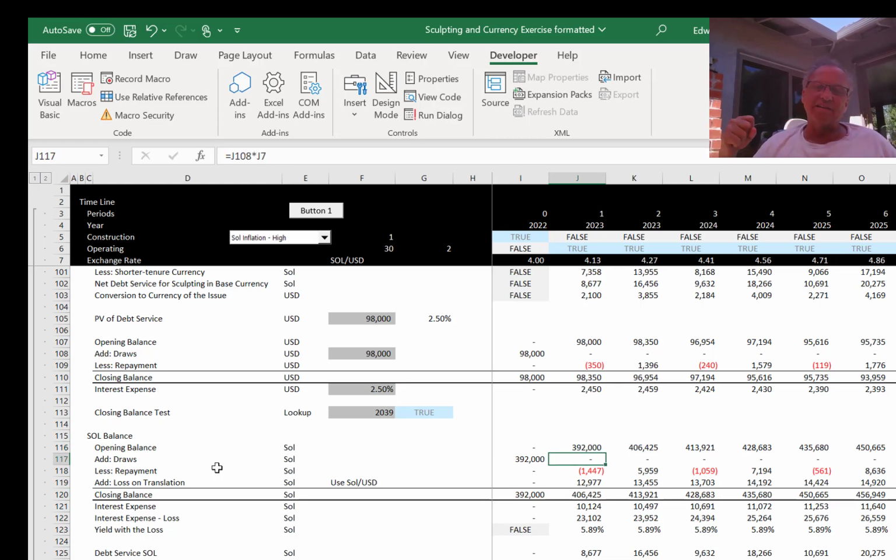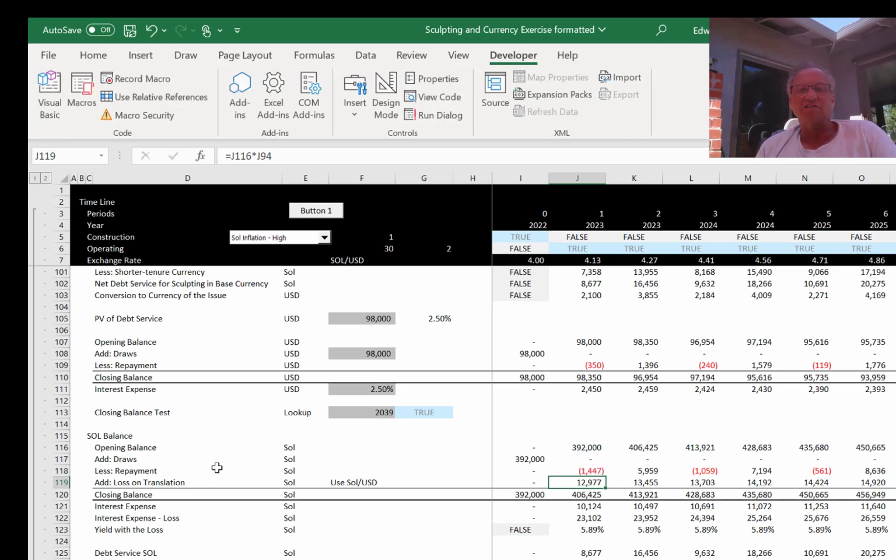Now, even though the debt is in USD, we're converting everything back to soles. We actually almost really didn't need to do that. We needed to do it with perhaps just the cash flows, which are the interest and the repayment. But when we do this, we can see how much we lost on translation.